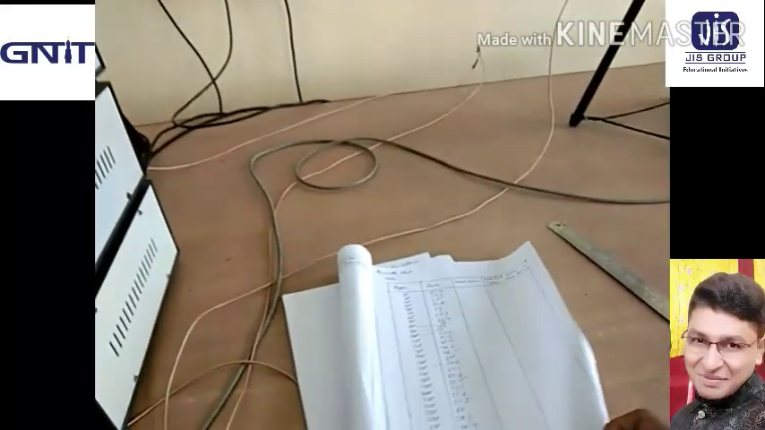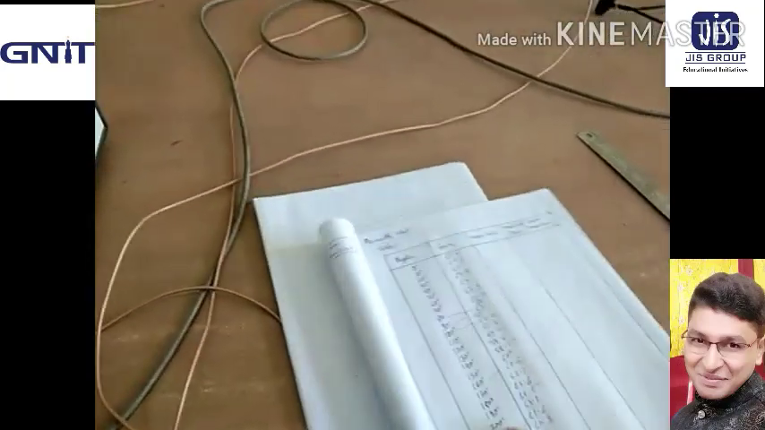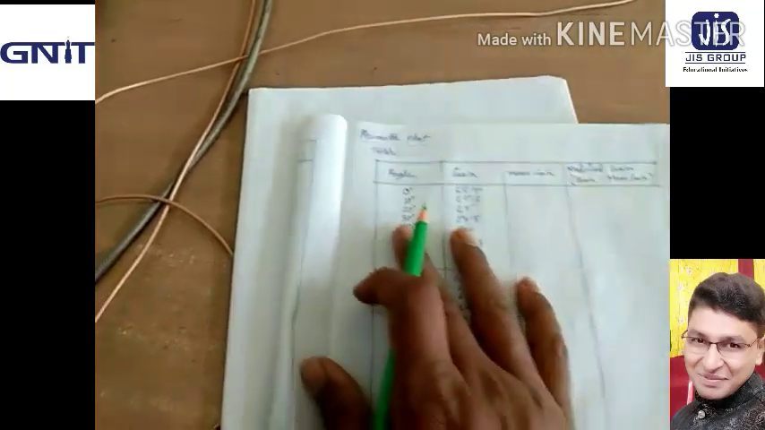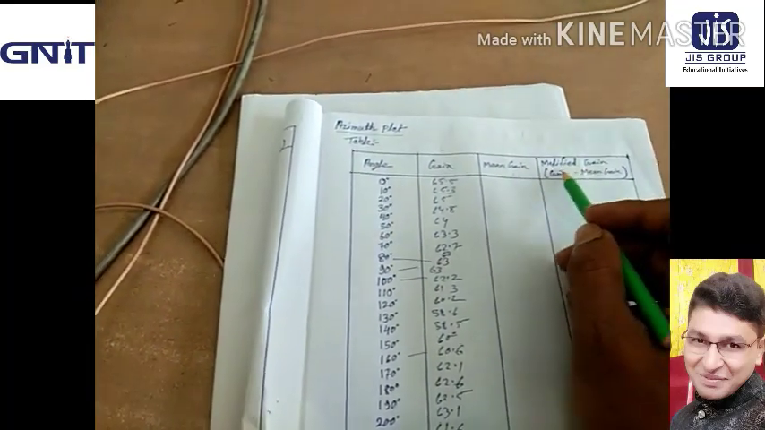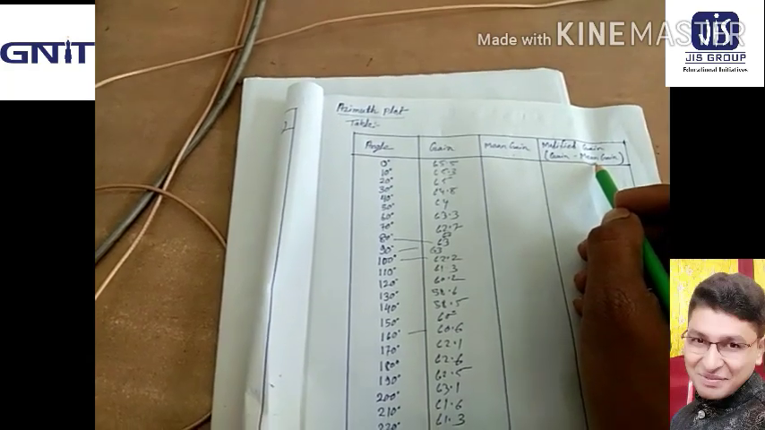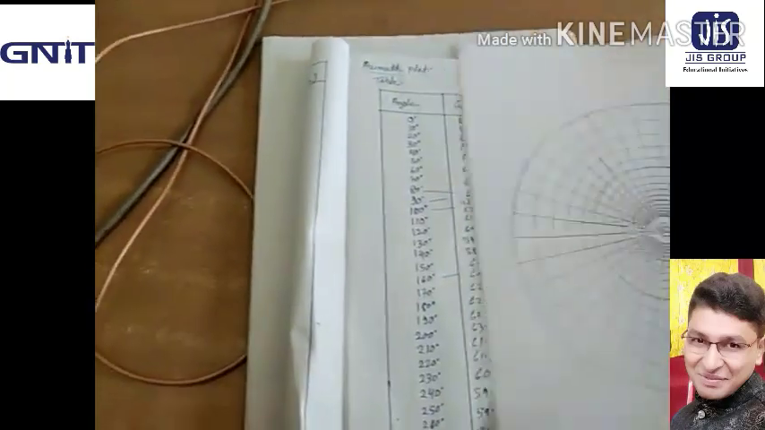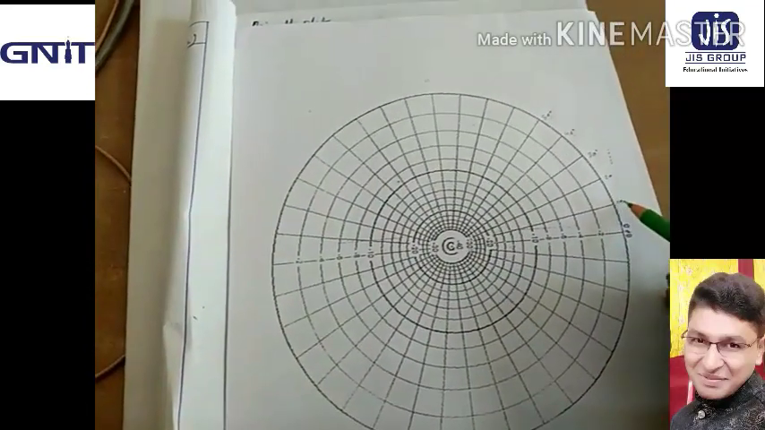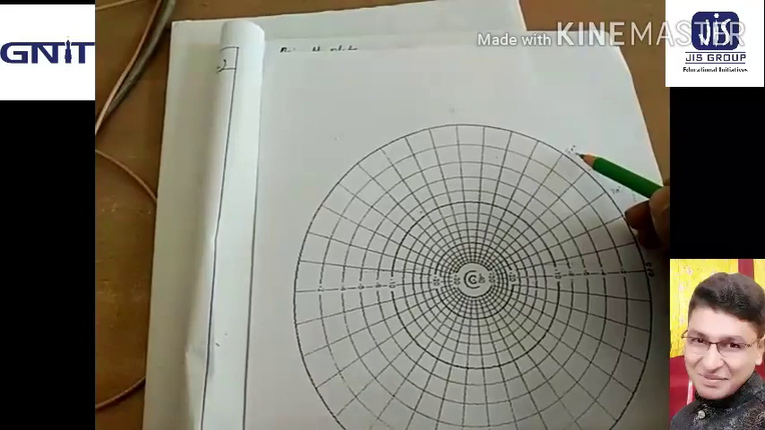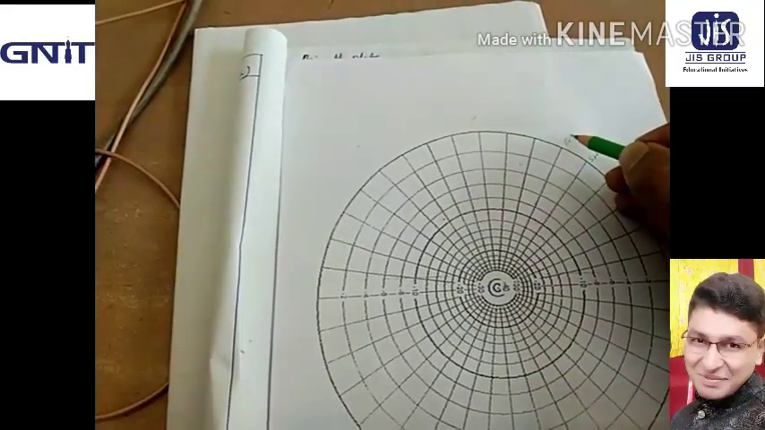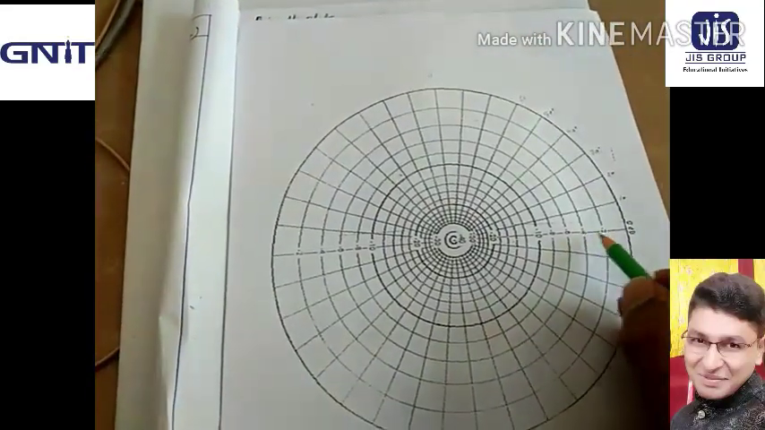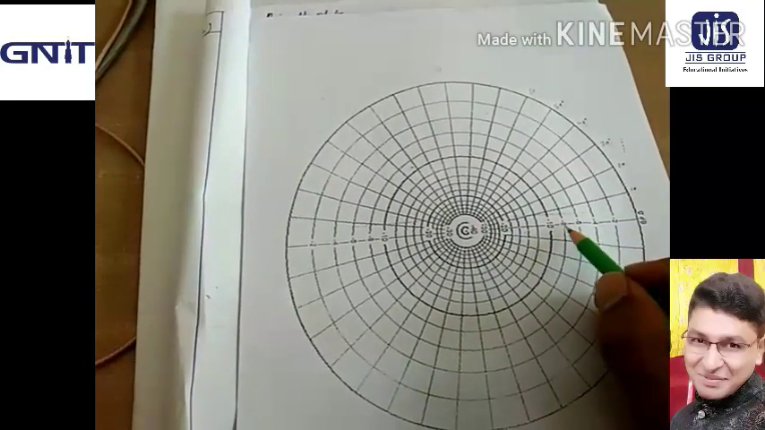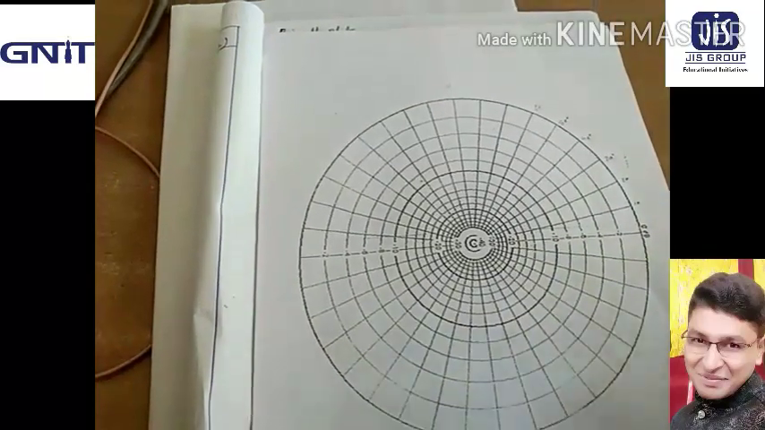This is also the azimuth plot reading. Calculate the mean gain and the modified gain. Modified gain is gain minus mean gain. Okay, then plot this graph. This is angle 0 degree, 10 degree, 20 degree, 30 degree, 40 degree, 50 degree, 60 degree, and so on. And this axis is modified gain: -2, -4, -6, -8, and so on. Thank you.